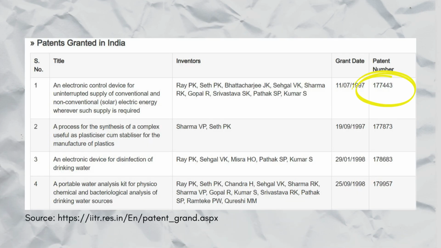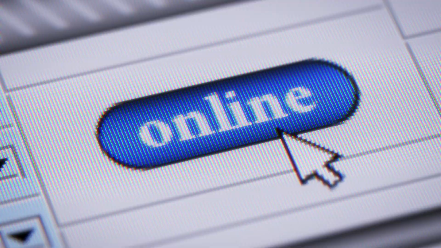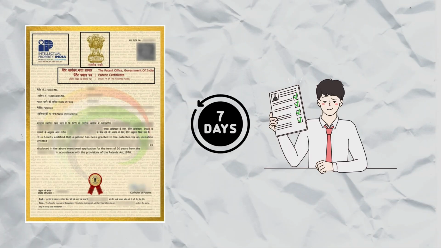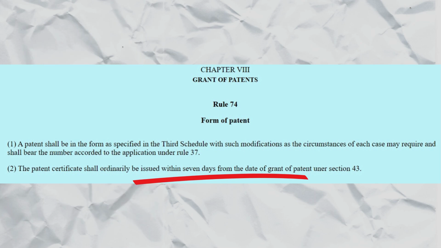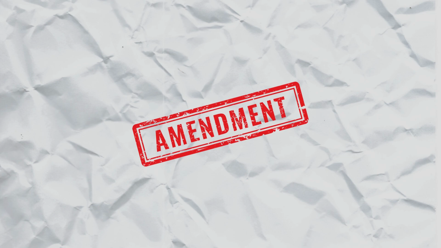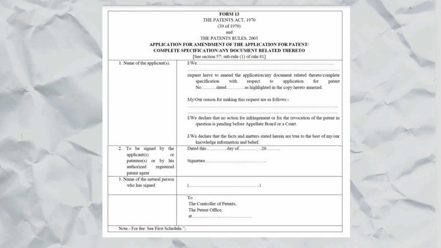register of patents. Now once a patent is granted, a serial number is assigned to it in a sequence such as the one you can see on the screen. The application, the specification and other related documents are open for public inspection. Please note that the patent certificate is issued to the patentee within 7 days from the grant under ordinary circumstances as per Rule 74 of the Indian Patents Act 1970. Whatever amendments are made to the specification are made by way of Form 13.